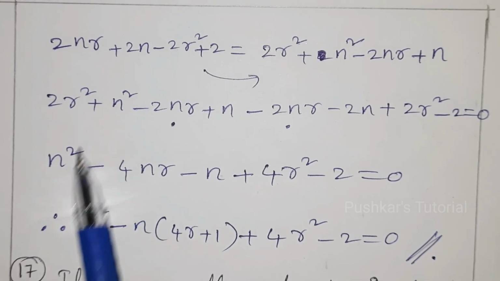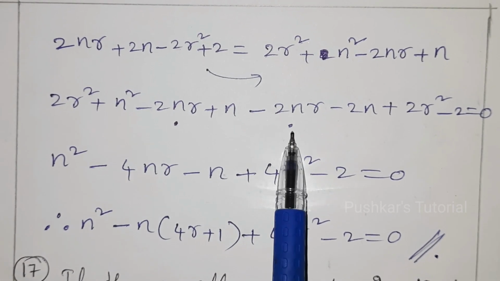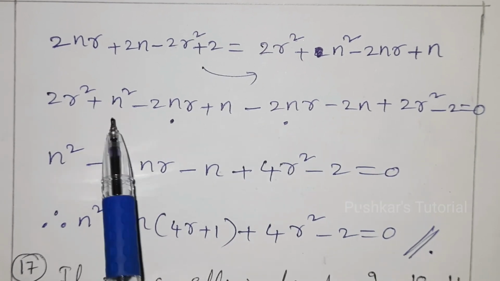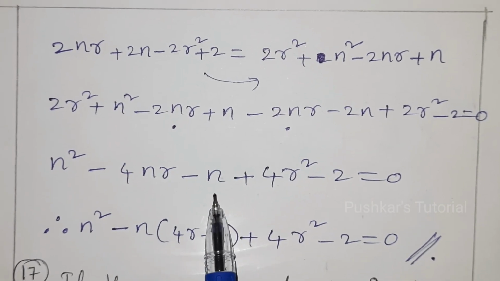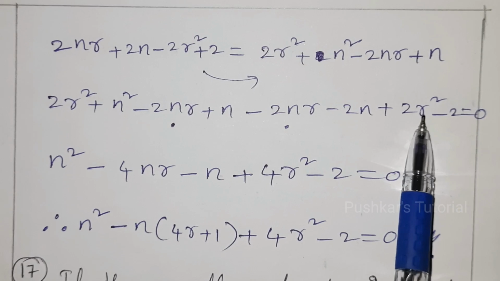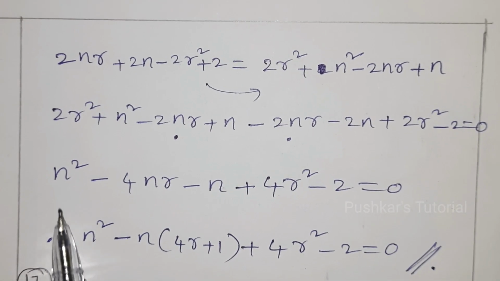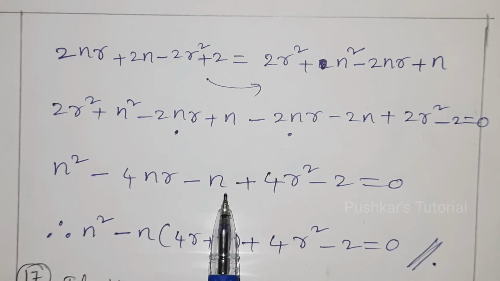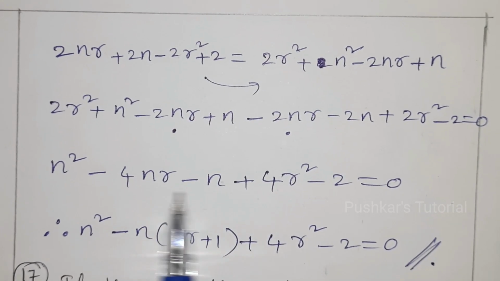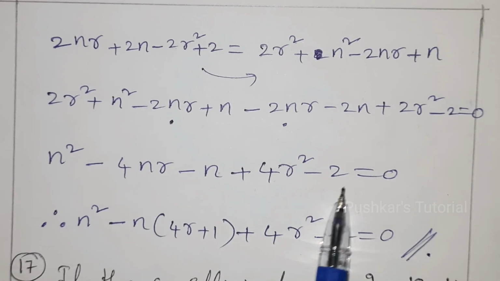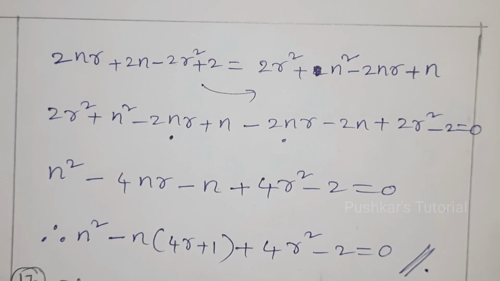Then like parts: n square, 2nr is minus 4nr, and minus 2n plus n will be minus n, and 4r square and minus 2 as it is equals to 0. So therefore n square, and here n came 2 times, now taking n common, minus n common, so 4r plus 1 left over and remaining as it is, hence proved.